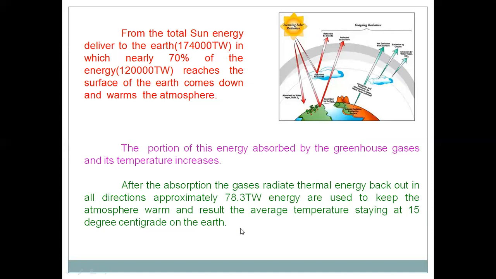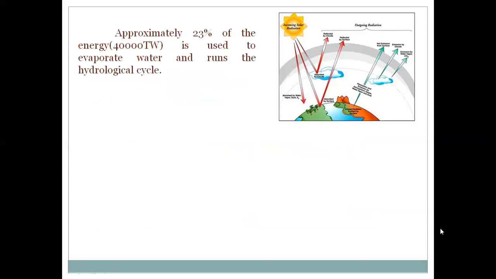In our area, the room temperature may be 30 degrees Celsius. In summer, outside the room the temperature may be 45 to 50 degrees Celsius. But we know that at the poles the temperature may be minus, so the average temperature on the earth's surface is nearly 15 degrees Celsius. Approximately 23% of the total energy, that is 40,000 trillion watt, is used to evaporate water.